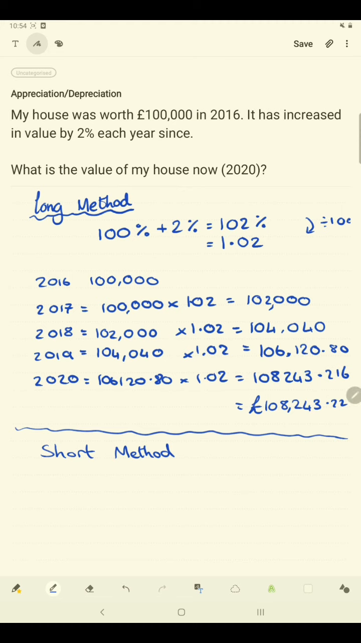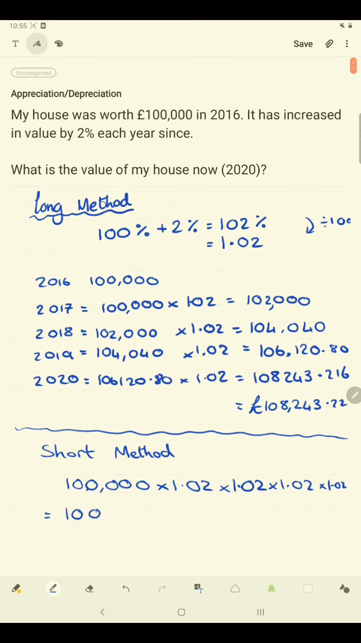And this means what we've actually done in this question is done 100,000 times 1.02 to get 2017, times 1.02 to get 2018, times 1.02 to get 2019, times 1.02, I can squeeze it in there, to get 2020. So we've repeatedly just multiplied by 1.02. And the short method relies on this fact.